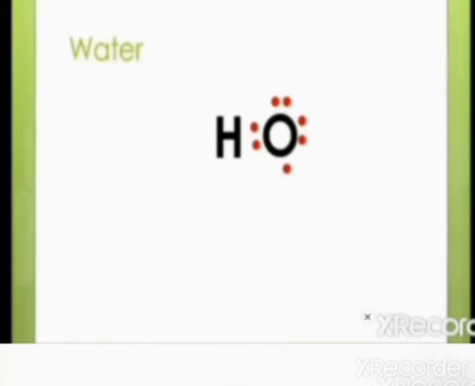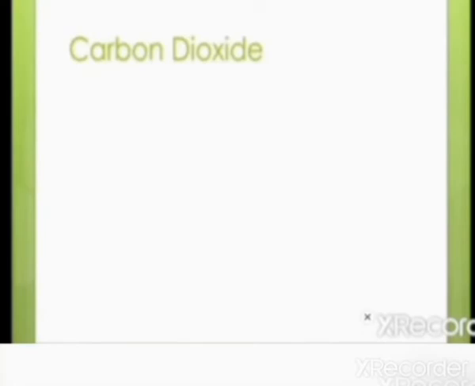Hydrogen shares its electron with oxygen to become stable, but oxygen still has 1 electron less, so we take another hydrogen atom and bond it to the oxygen atom. Now each has a full valence shell.